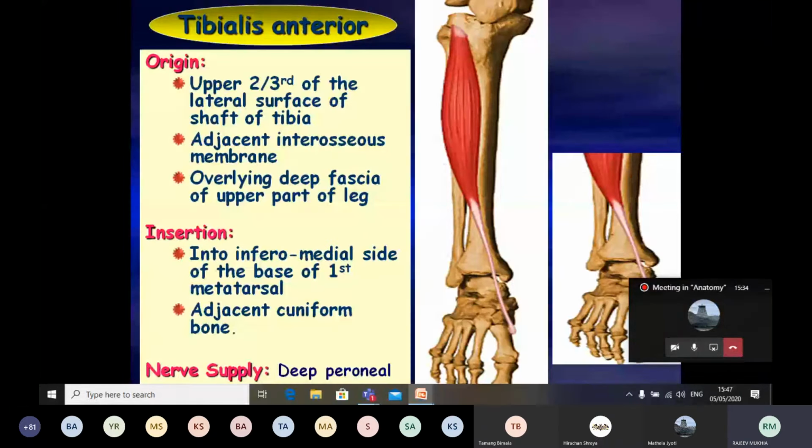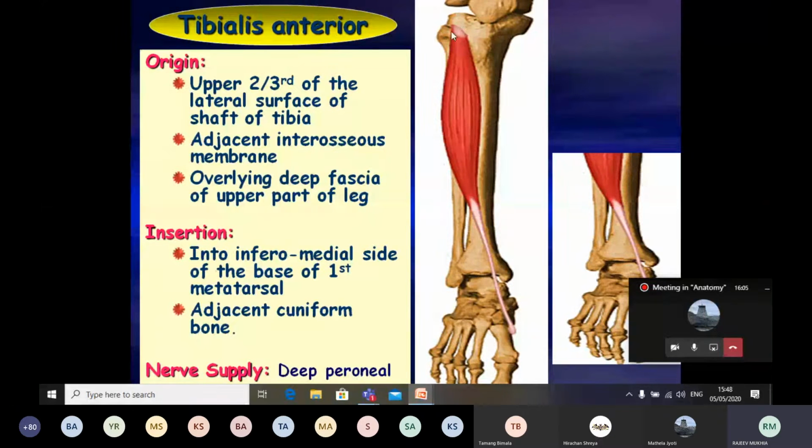So we will study all the muscles under the following headings: origin, insertion, nerve supply, and action. So tibialis anterior, here you can see this muscle. Be oriented: this is the tibia bone, and this bone is the fibula bone. On the lateral surface of the tibia bone, this is the medial surface, on the lateral surface you can see this muscle. This muscle is the tibialis anterior, a very important muscle present in the anterior compartment of the leg.